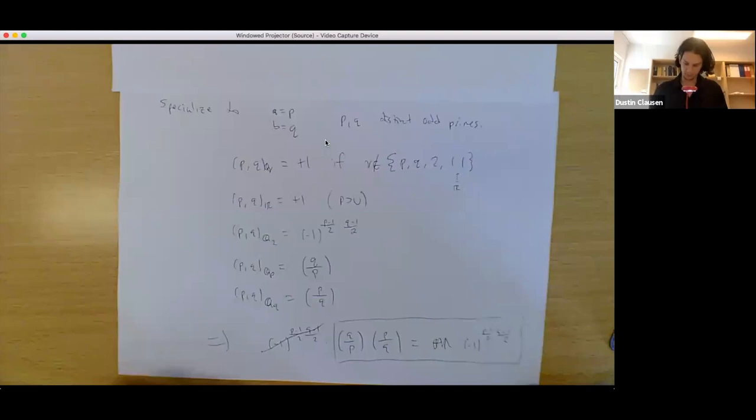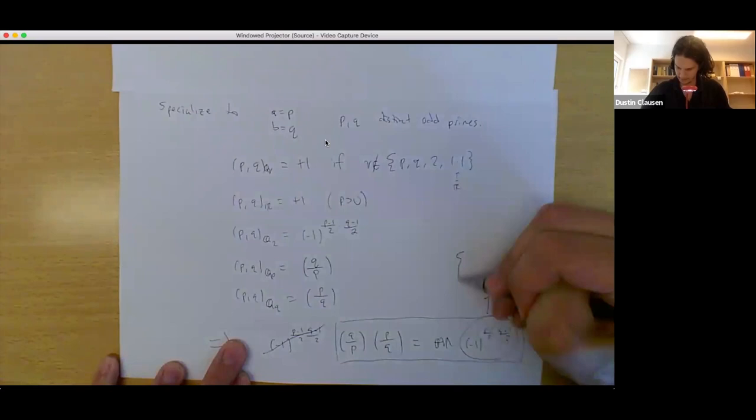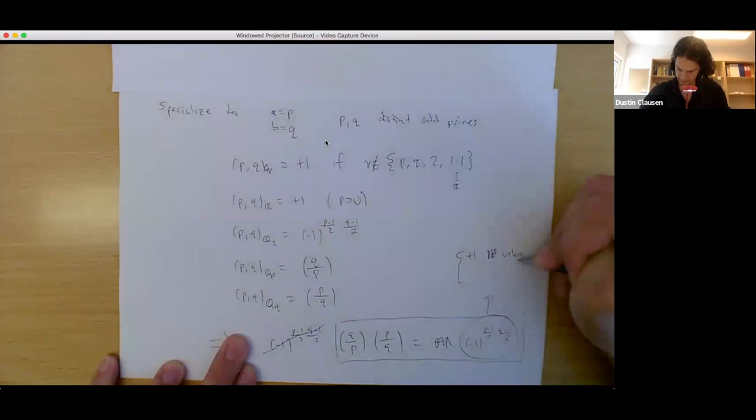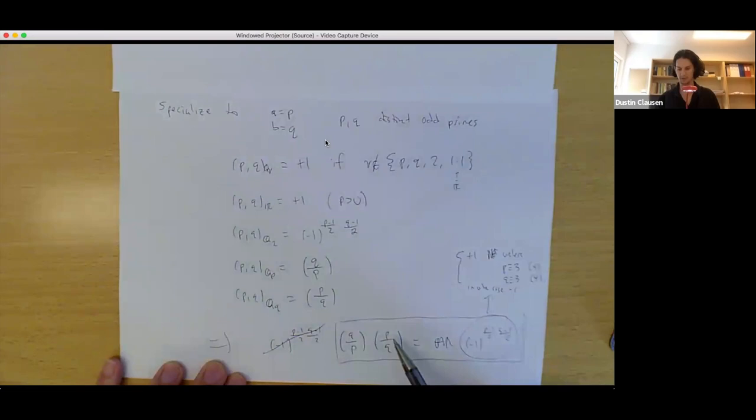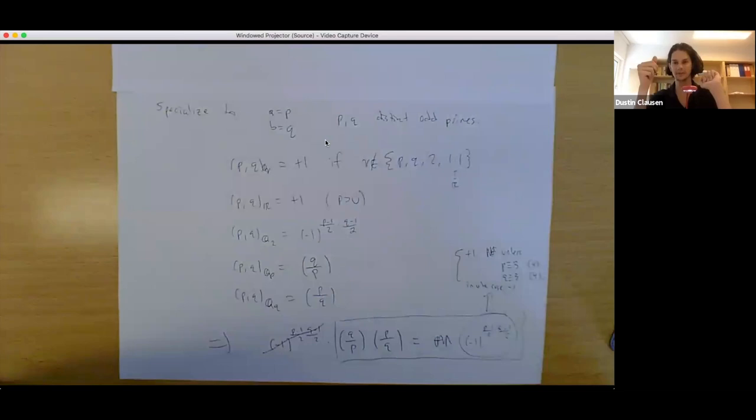So in other words, what does this function look like? This is equal to plus one, unless p and q are both congruent to 3 mod 4, in which case it's minus one. So concretely, these are signs which tell you whether q is a square mod p or p is a square mod q. Concretely, this is saying that p is a square mod q if and only if q is a square mod p, unless they're both 3 mod 4, in which case it's opposite. So p is a square mod q if and only if q is not a square mod p.